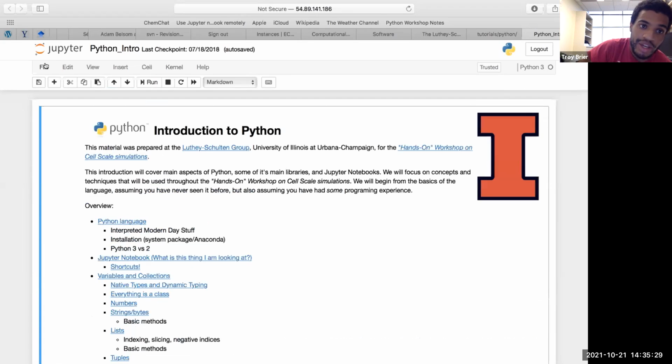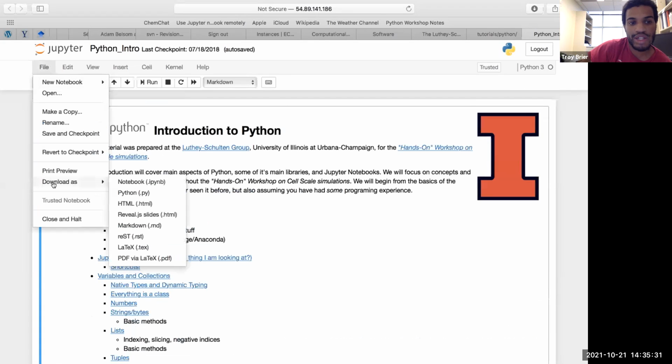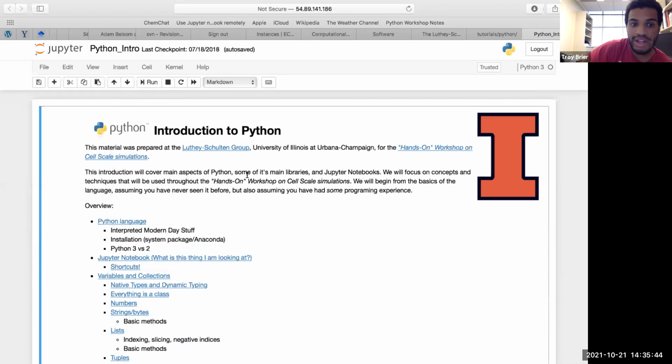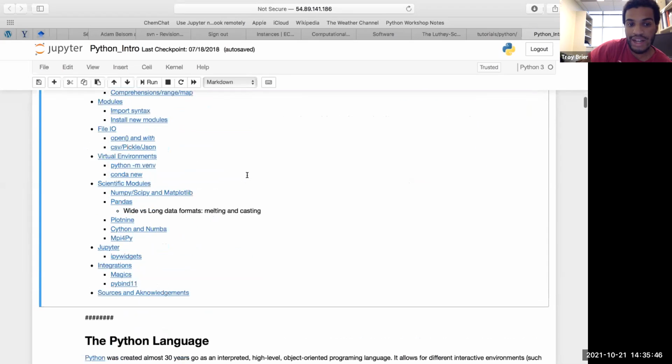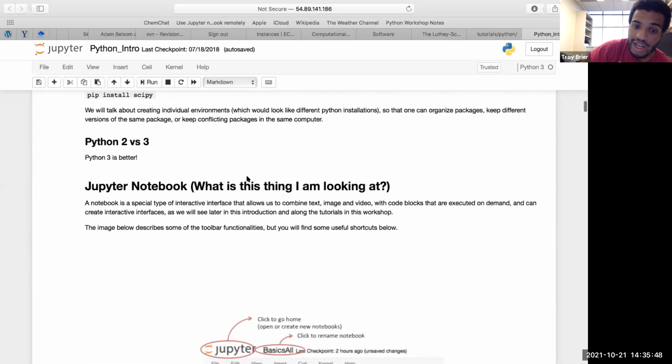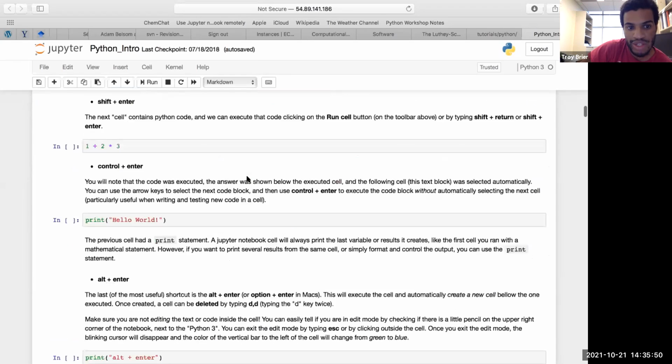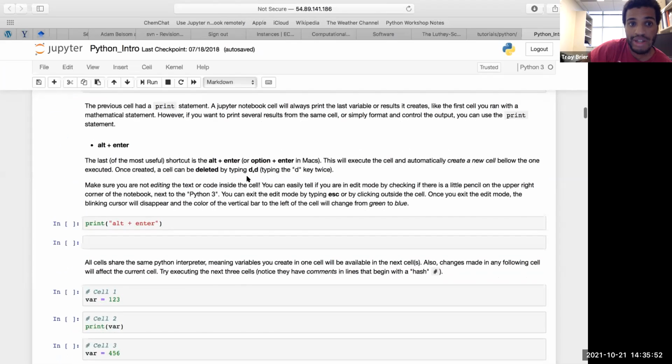The other thing that you can do is download these. You can download them as notebooks themselves, which you would need to have Python installed to be able to run, but you can also download it as a PDF. You can use that as more of a reference guide, because if you go through this, it's pretty well documented.